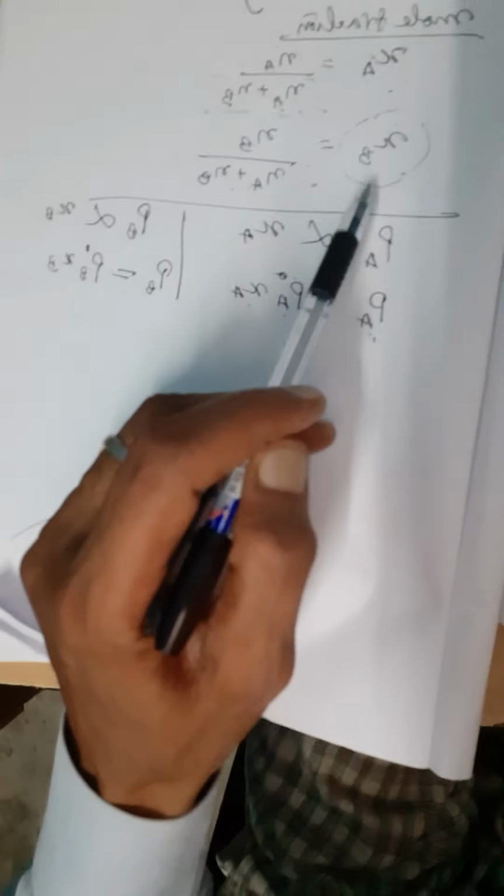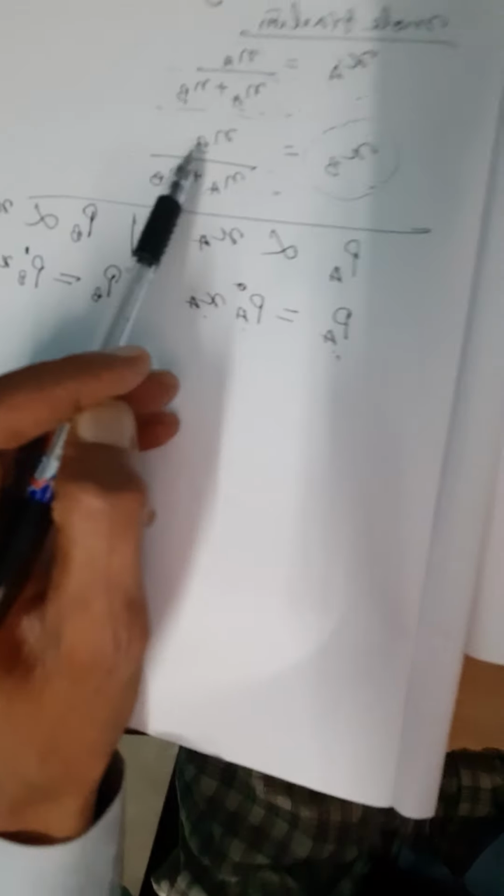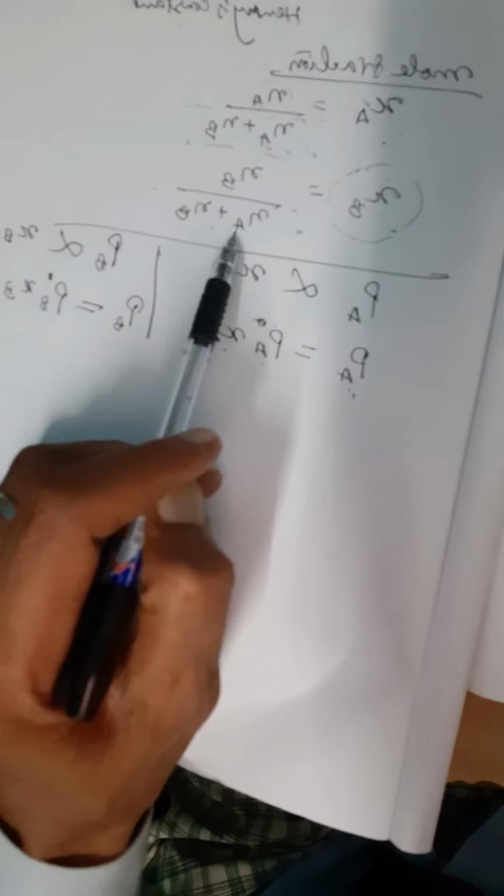And how to determine the mole fraction? Mole fraction of the solvent, Xa, is equal to the number of moles of the solvent by the total number of moles of the solution, that means solvent plus solute. Similarly, mole fraction of solute is equal to the number of moles of the solute by the total number of moles of the solution, solvent and solute.